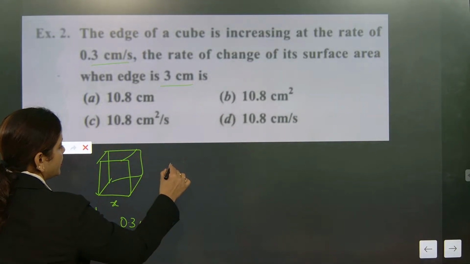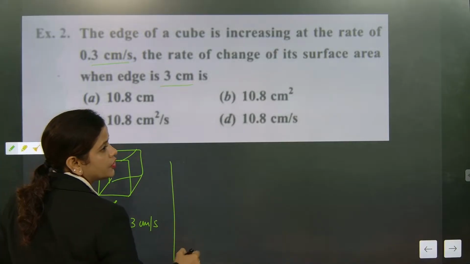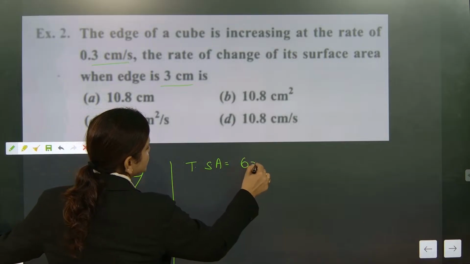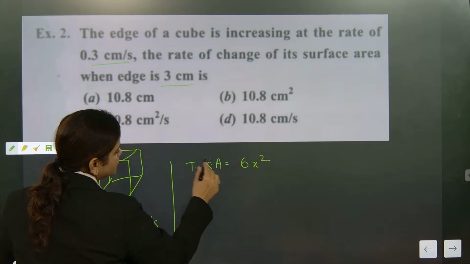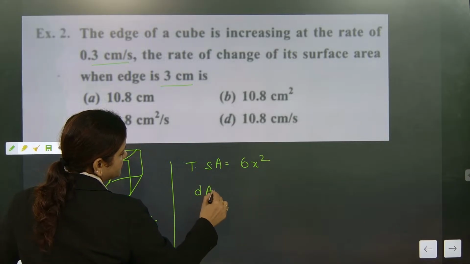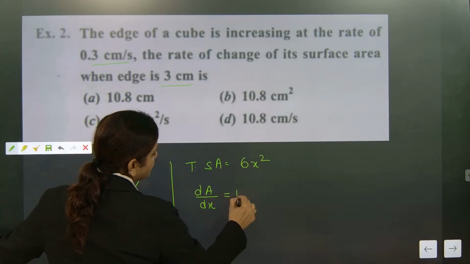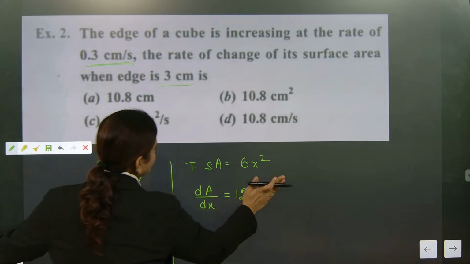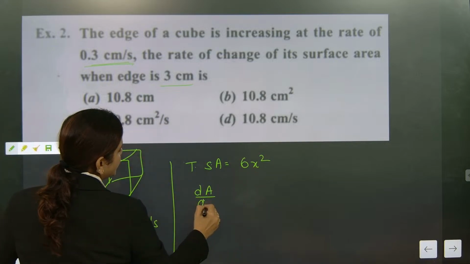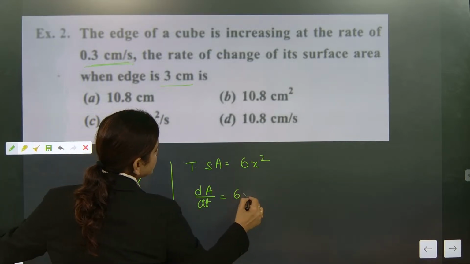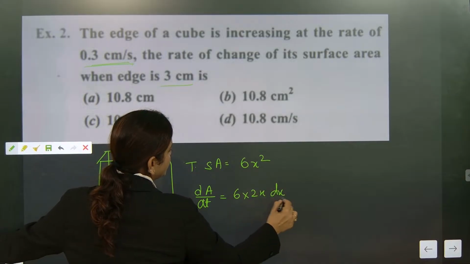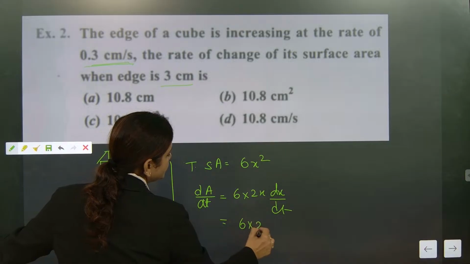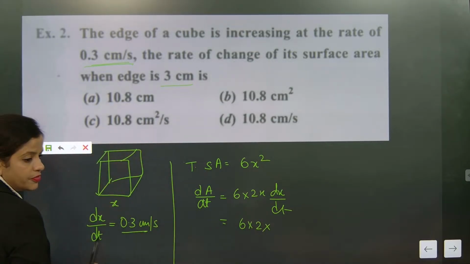What is the surface area of a cube? The total surface area of a cube is 6 x square. That means the change of surface area of a cube with respect to time, because they are writing centimeter per second, so time will come. dA by dt is equal to 6 into 2x dx by dt. And dx by dt is given. So just substitute 6 into 2. And always remember one thing.